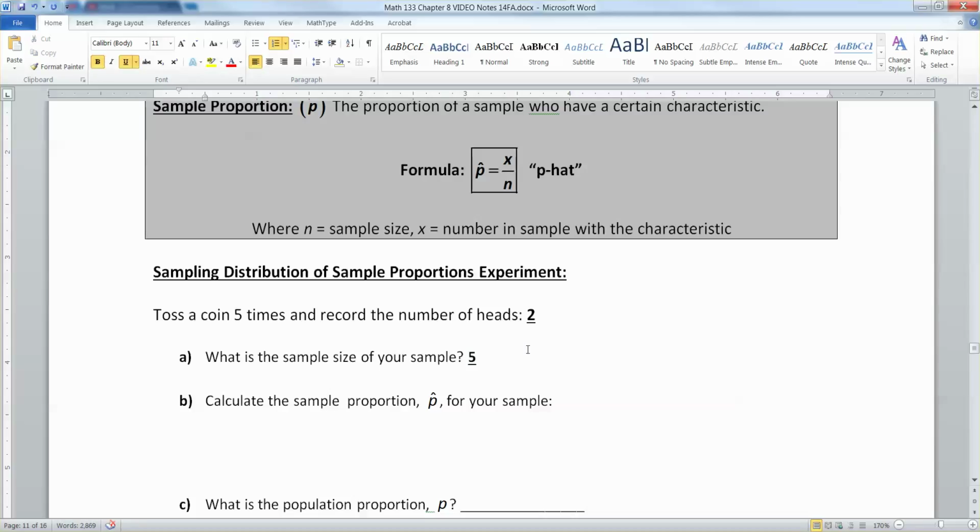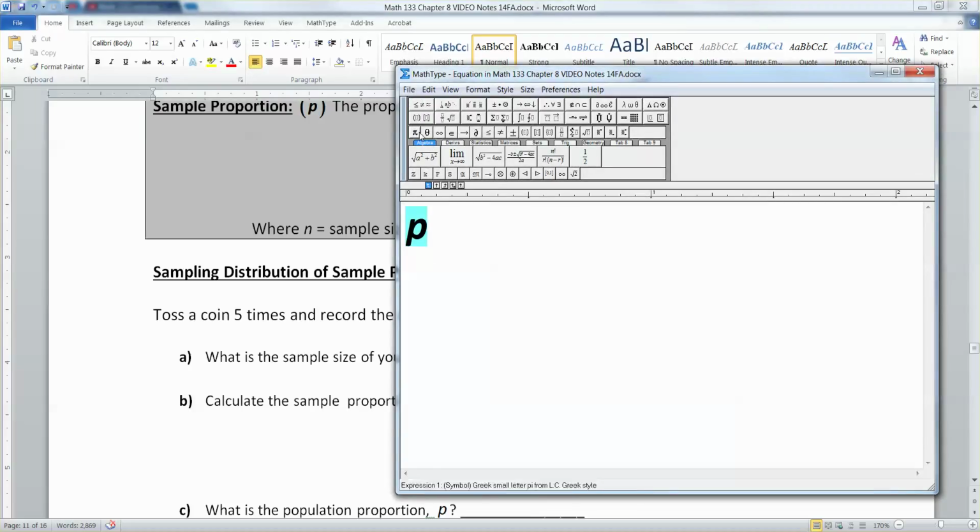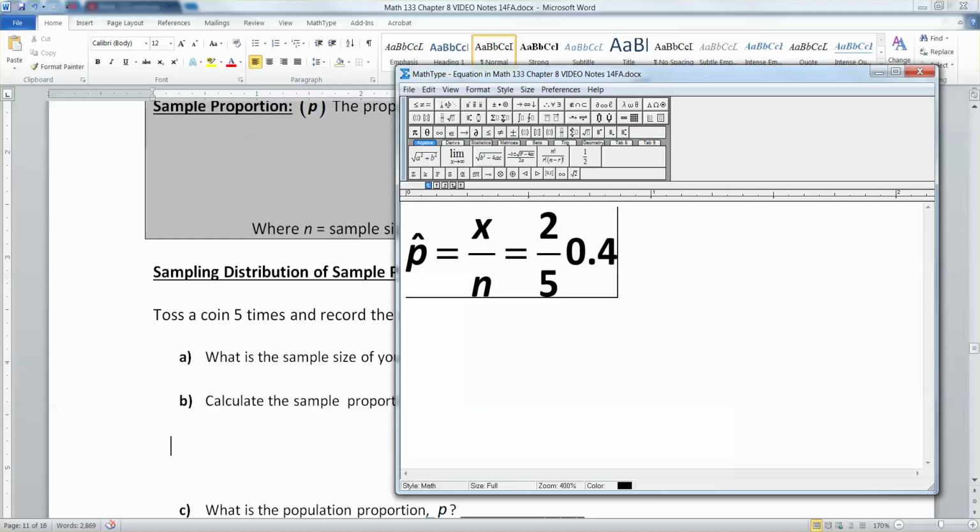Now I have a sample proportion from that p hat. So let me write that out. P hat is equal to X over N. Now, N. I flipped it 5 times, so my denominator is 5. And my numerator is 2 because I got 2 heads in my 5 tosses. All right, 2 out of 5 makes 0.4. So my proportion is 0.4, which is also 40%.